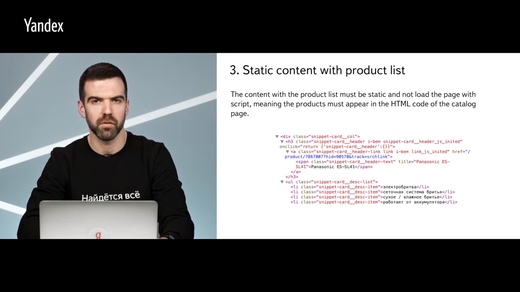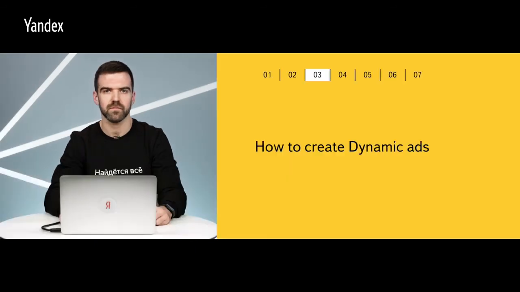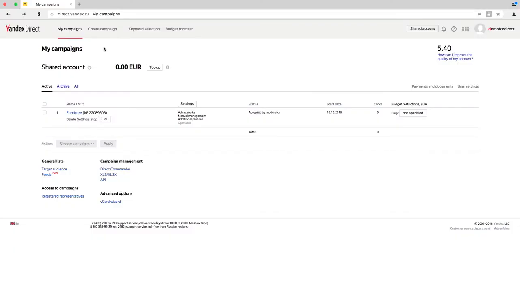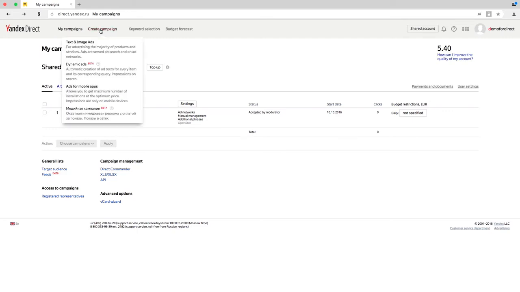The content with the product list must be static and not load the page with script. In other words, the products must appear in the HTML code of the catalog page, as this is what the crawler bot actually parses. Now let's take a look at how to create and set up a dynamic ad campaign with a real example. Let's go to the page in the Yandex.Direct interface where we can create a campaign. To do so, we'll first create an ad group.